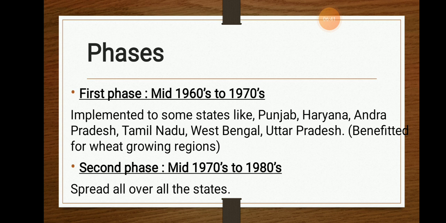And later on, once the government got to know that the seeds, the fertilizers, the pesticides were successful, later on it spread all over the states. Like in the second phase, that is from mid 1970s to mid 1980s, the green revolution, that is majorly cultivation of wheat and paddy, was spread all over the states in India. So these are the two phases of green revolution. First is from mid 1960s to 1970s, and second is from mid 1970s to mid 1980s.